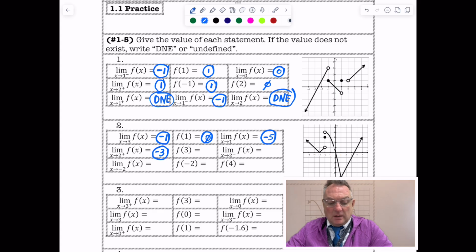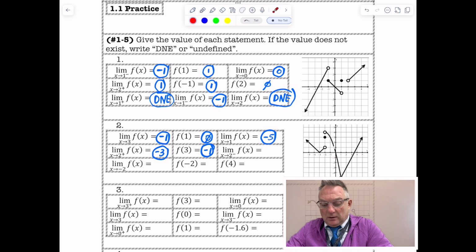Okay. What's f of 3? So go over to the f of 3, and it's equal to negative 1. And then what happens when we approach 2 from the negative side? Here's f of 2. Same thing as when it's from the positive side. It's equal to negative 3, isn't it?